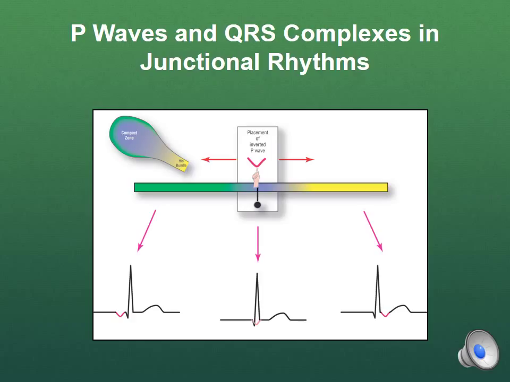We can have a P wave that occurs after the QRS. If it takes longer, if that stimulus has to travel back up through the AV node into the atria to cause depolarization, then it's going to occur after the QRS complex, and that can be noted in the ST segment. So that's something to look out for as well.